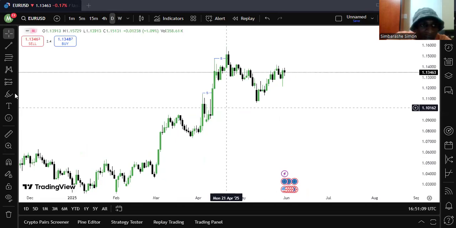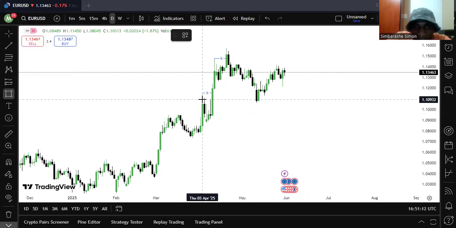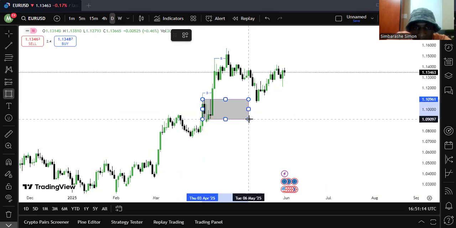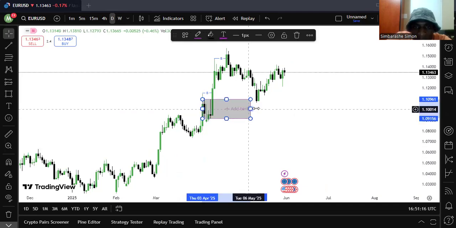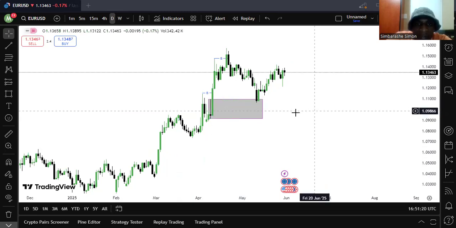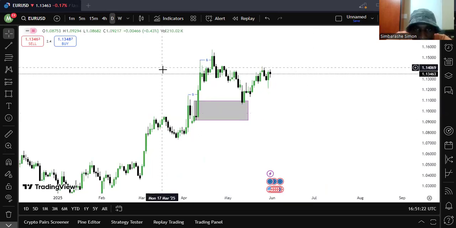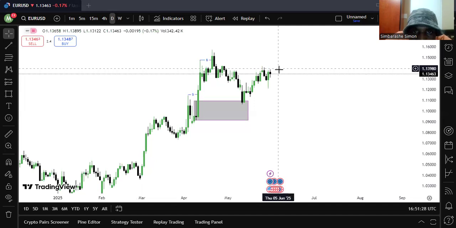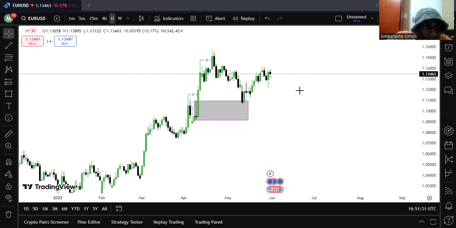Then I'll come down here, take my rectangle. So it's like this here, guys, as you can see. And these zones, guys, the market is respecting the zone there, which is good. Then already, did we break here? No, we didn't break here. So let's just do it like this here.